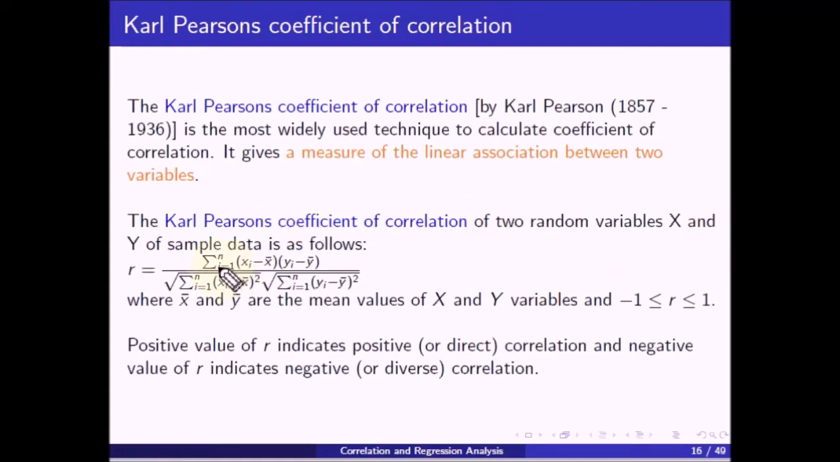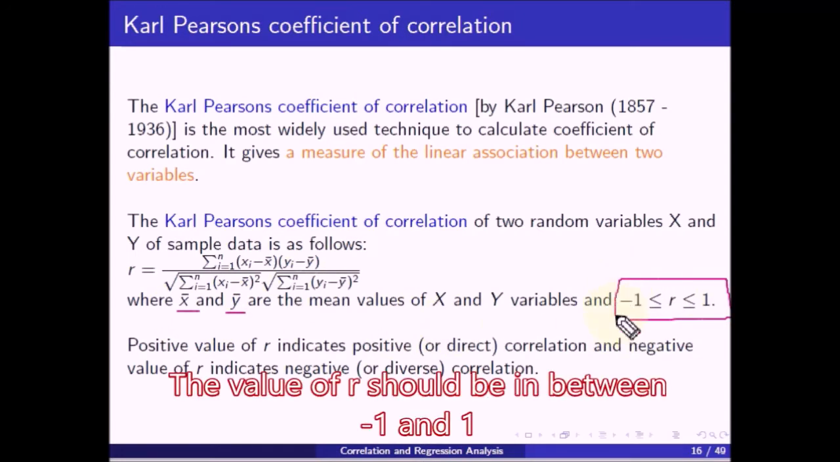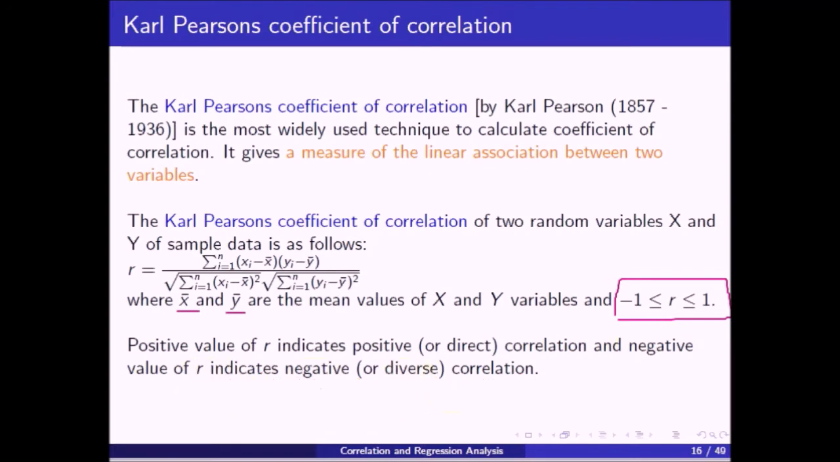Summation of i equal to 1 to n, (xi minus x bar) into (yi minus y bar), divided by square root of summation i equal to 1 to n (xi minus x bar) square, into square root of summation of i equal to 1 to n (yi minus y bar) square, where x bar and y bar are the mean values of x and y variables, and the value of r should be between minus 1 and 1. Positive values of r indicate positive or direct correlation, and negative values of r indicate negative or inverse correlation.